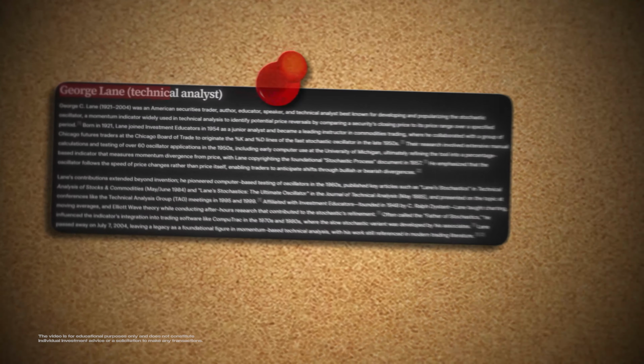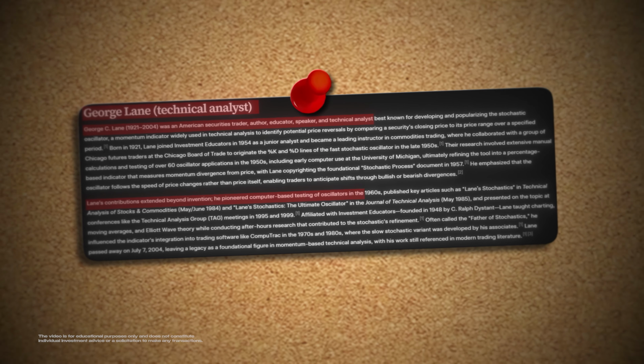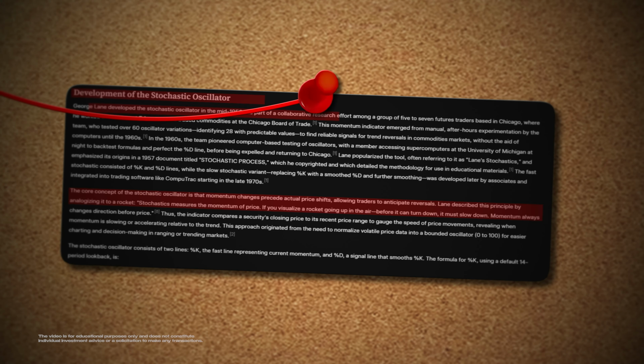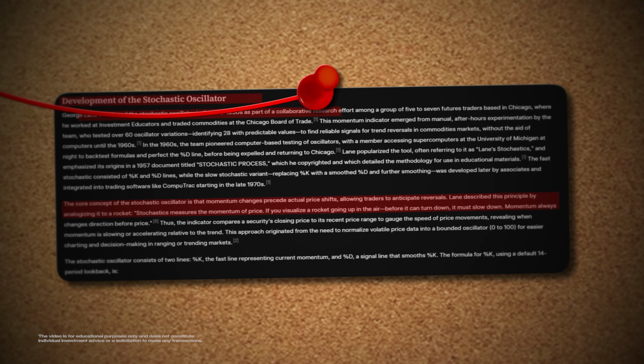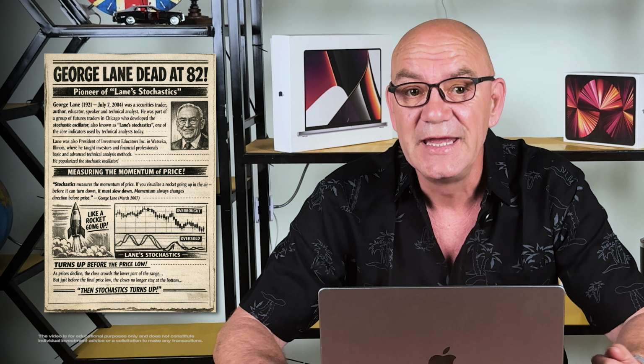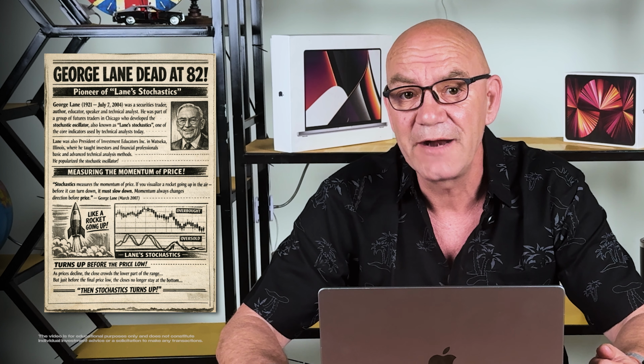To better understand the essence, let's go back a few decades. In the 1950s, American analyst George Lane introduced the world to an indicator that changed the approach to market analysis. Lane proposed looking not only at the asset's price, but also at the speed and the force with which it moves. He gave a very visual comparison.